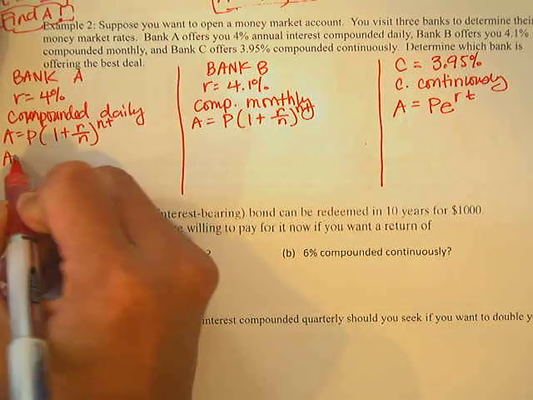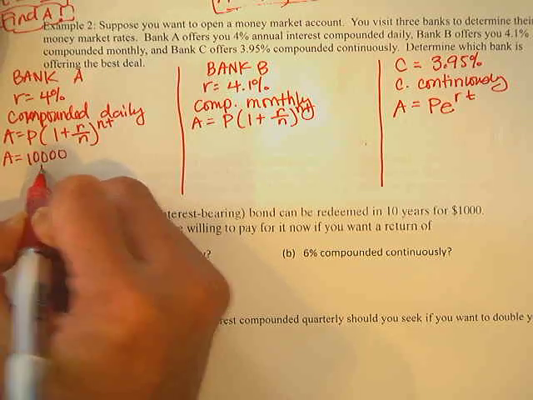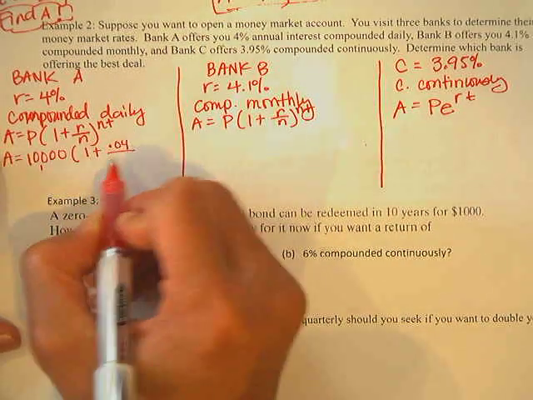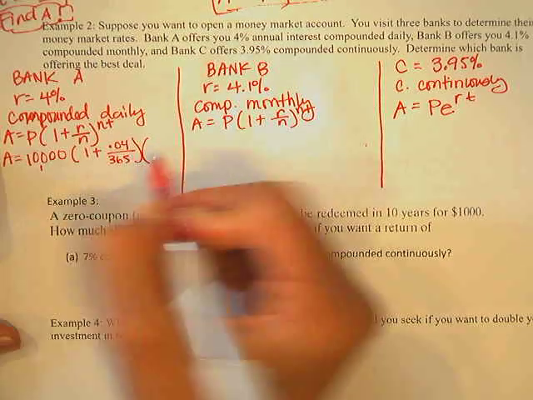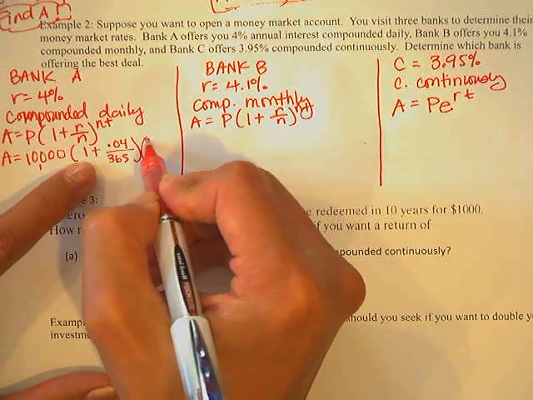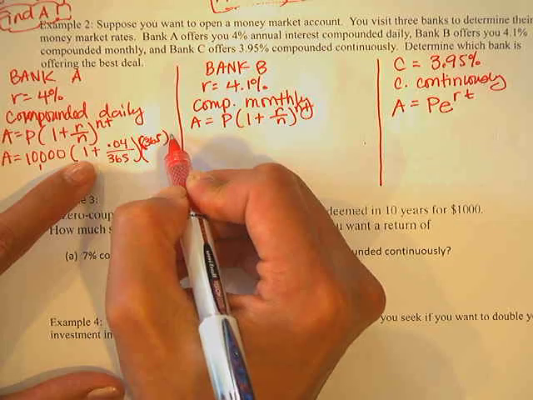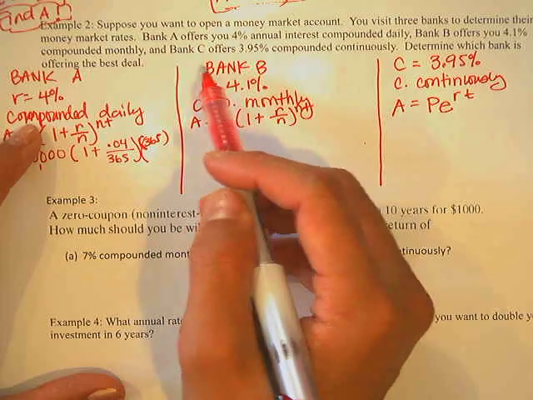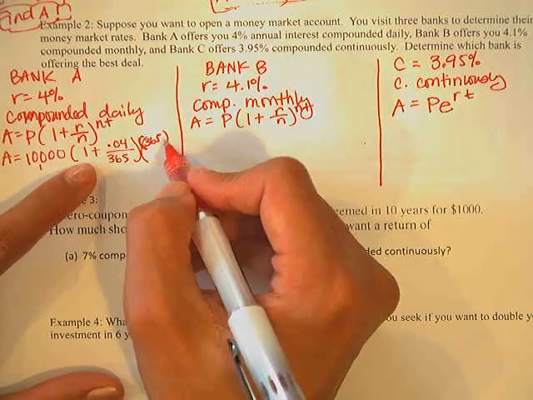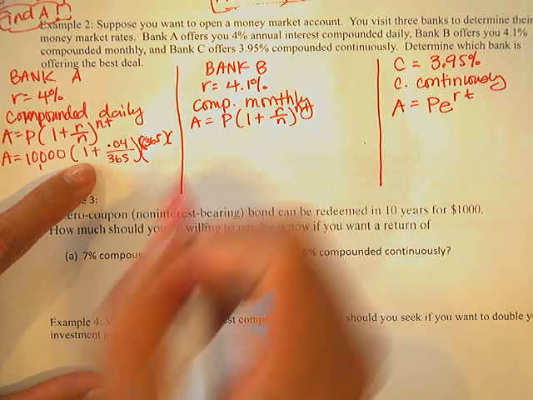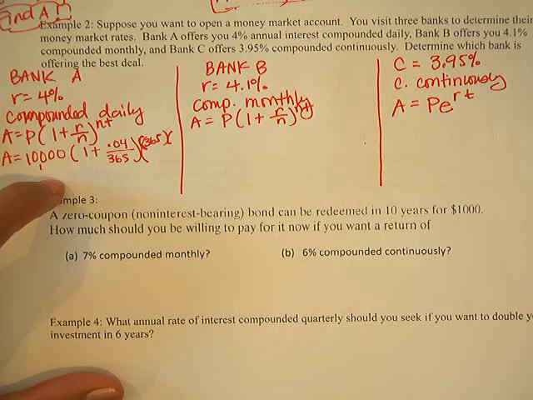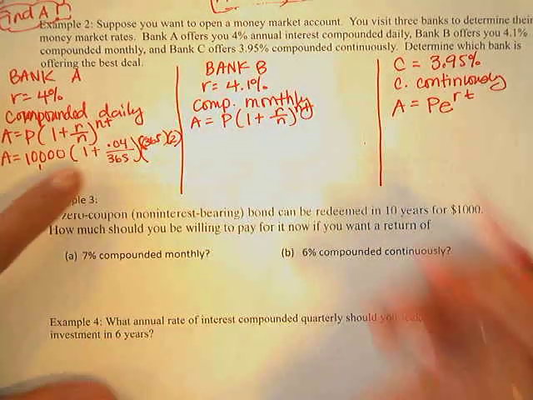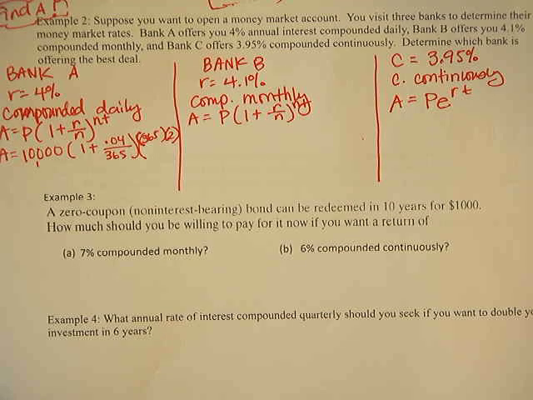A equals $10,000 times (1 plus your rate, which for this one is 0.04, compounded daily, so divided by 365 days in a year), to the power of 365 times t. How many years are we doing? I didn't write down how many years. Let's do 1 year, or, at $10,000, most of you are juniors, so let's do 2 years. We just have to be consistent for all of them.